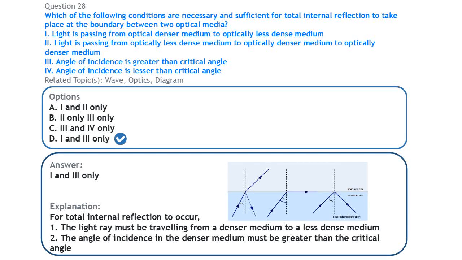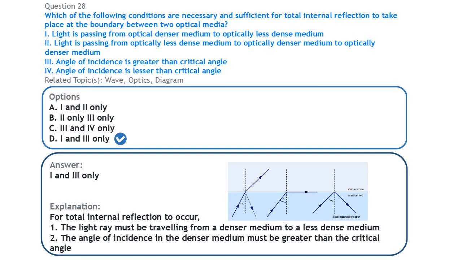Another condition is that the angle of incidence, that is the angle between the incident ray and the normal, must be greater than the critical angle. So from these options, it must be traveling from an optically denser medium to an optically less dense one, and that is correct, like from glass to water, or from water to air, or from glass to air. So that is correct.